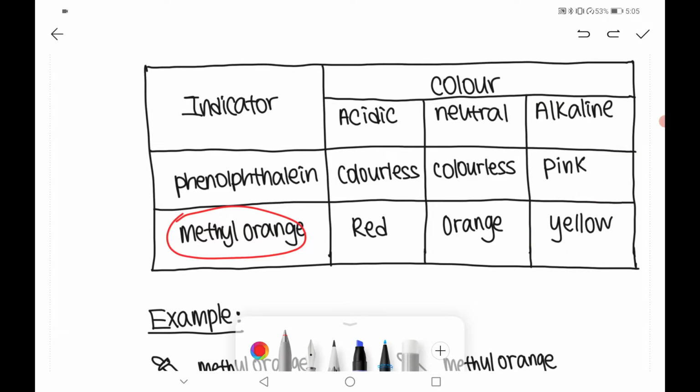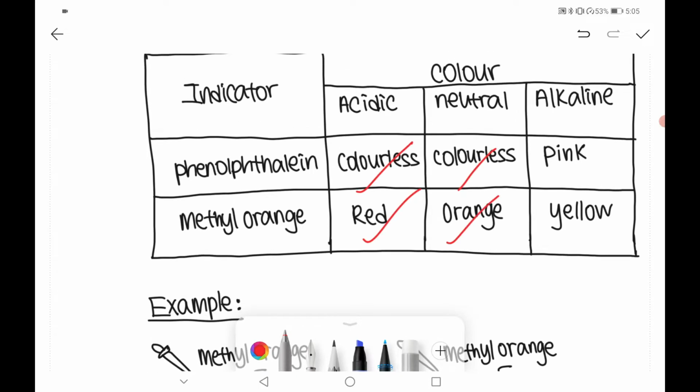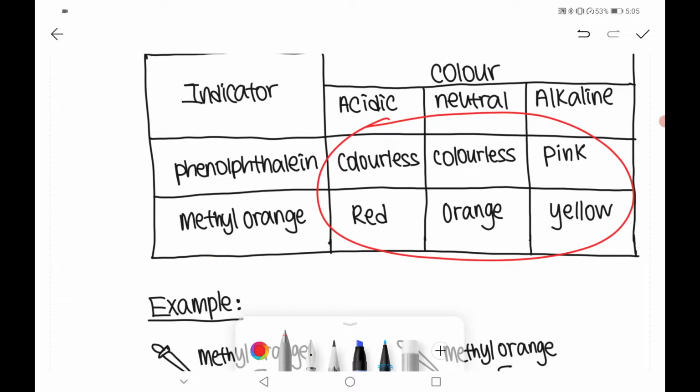So this is what's so special about indicator. Indicator can give you different colors in different conditions. Do you need to know all the colors here? Yes, you must know. You must know the names of these two indicators, and you must know their colors in acidic condition, neutral condition, and also alkaline condition.